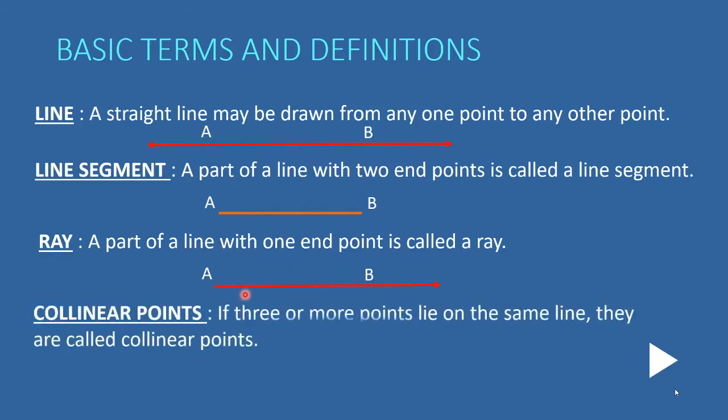Collinear points. If three or more points lie on the same line, they are called collinear points. A, B, and C are 3 points and a line passes through these points. So these points A, B, and C are called collinear points. Point D does not lie on the line ABC. Therefore, point D is not a collinear point.